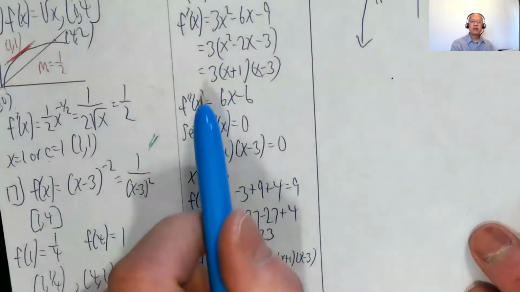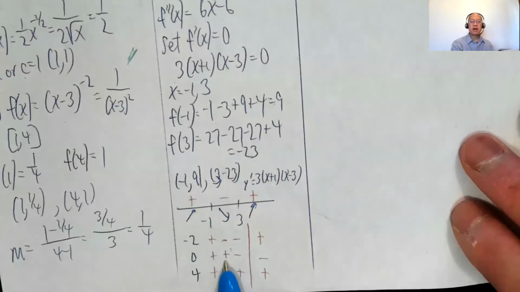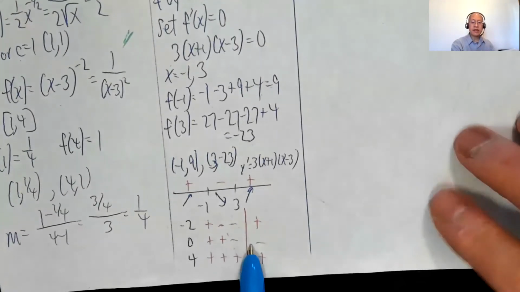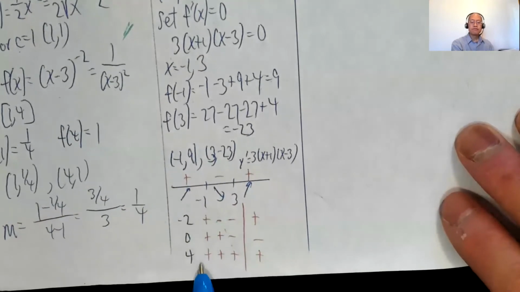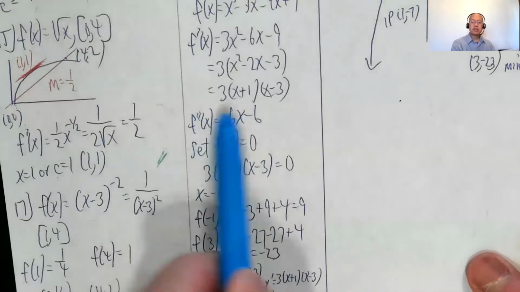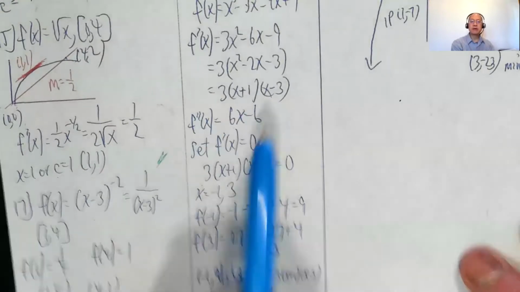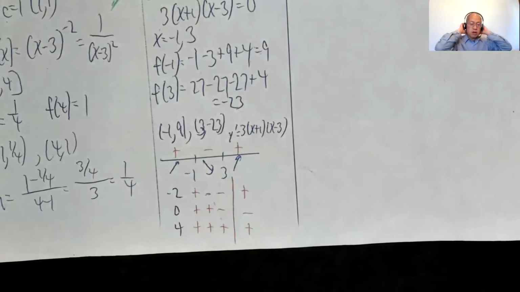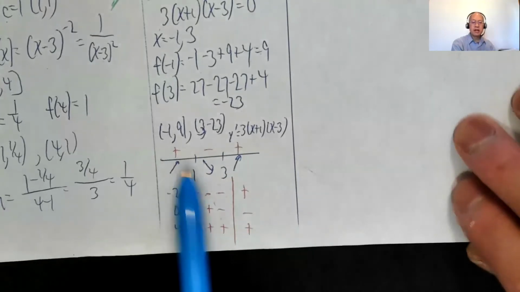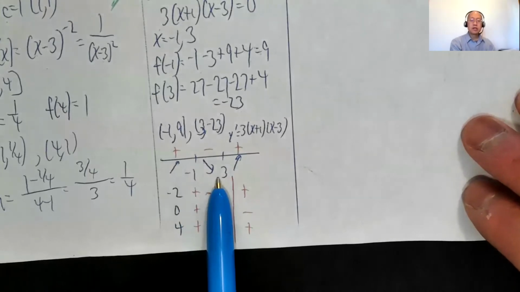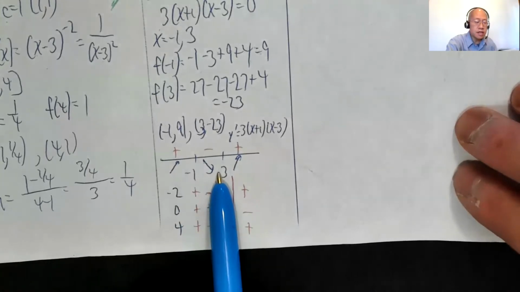Okay, 0. 0 plus 1, positive. 0 minus 3, negative. So a positive times a negative is a negative. Okay, then I plug in 4. Looks like everything is positive. 3 is positive. 4 plus 1 is positive. 4 minus 3 is positive. The product is positive. Okay, so positive first derivative, increasing. Negative first derivative, decreasing. So it asks for intervals of increase and decrease.